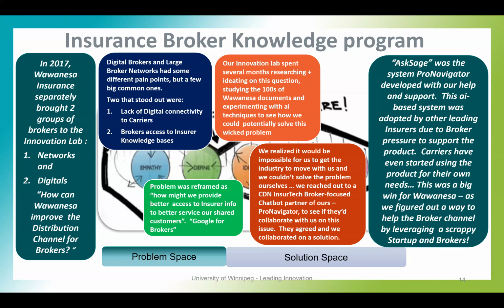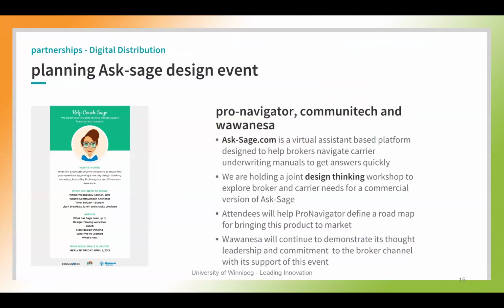This AI-based system was adopted by other leading insurers due to the broker pressure to support the product. The insurance carriers have even started using the product for their own needs to understand their own products. This is a big win for us as a company, as we figured out a way to help the broker channel by leveraging a scrappy startup and brokers. We came up with a solution to a very difficult problem in an industry that doesn't really collaborate well, by going around our competitors directly to brokers to get the other insurance companies to comply.